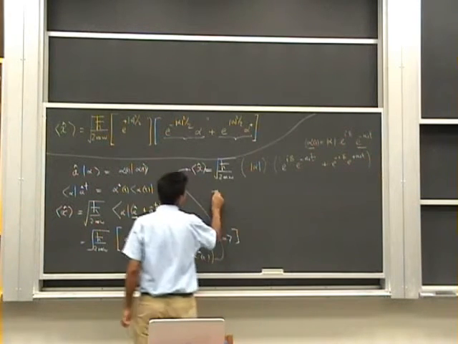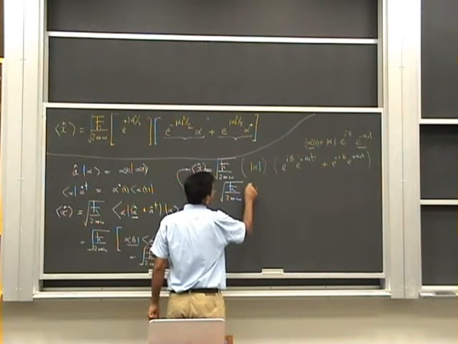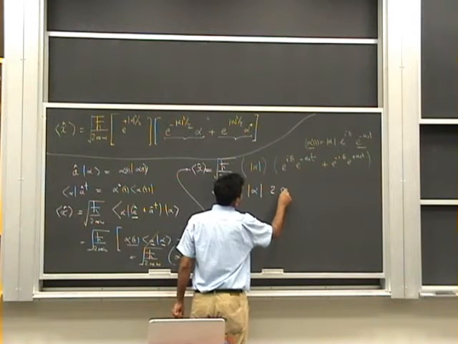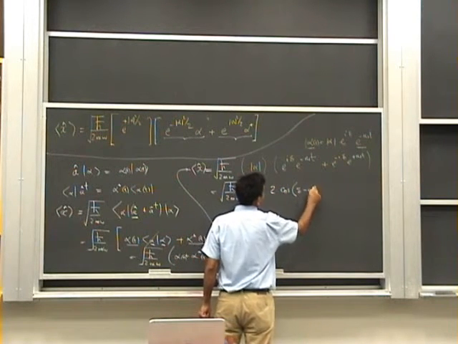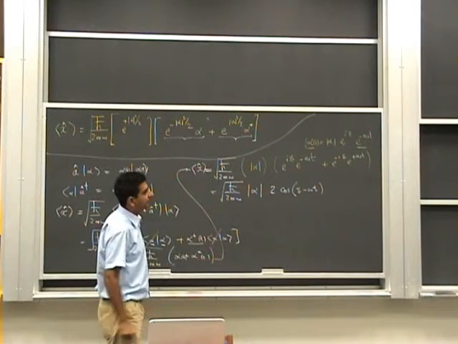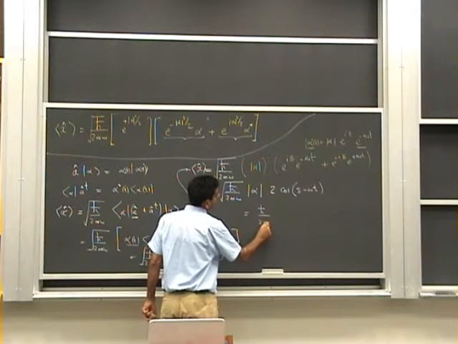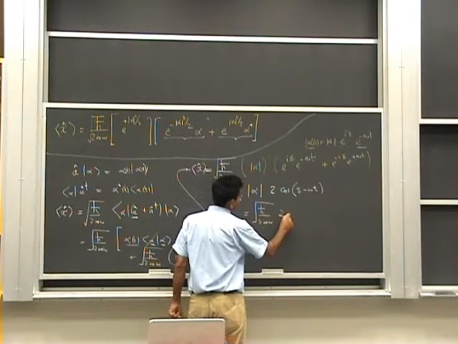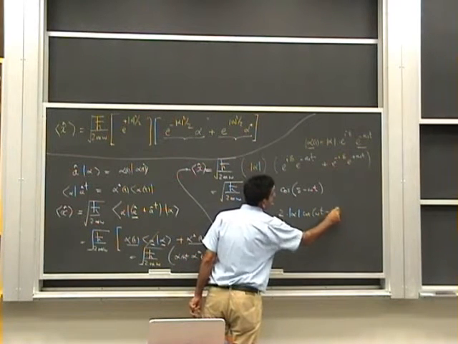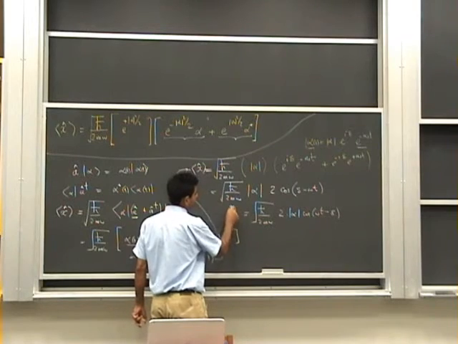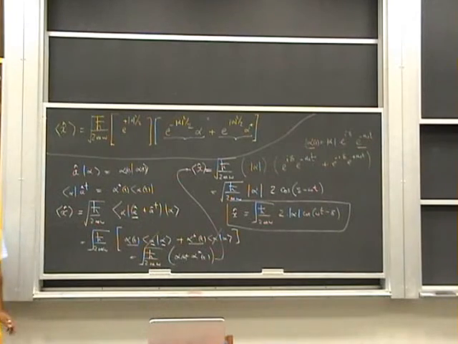So this expression can then be written as ħ/2mω times |α| times 2 times cosine of (δ minus ωt), or ħ/2mω times 2 times |α| cosine of (ωt minus δ), because the cosine is an even function. So this is how the expectation value of a coherent state changes with time for the position.